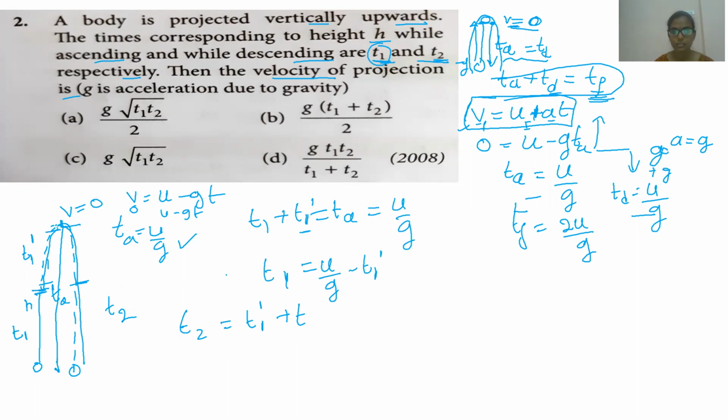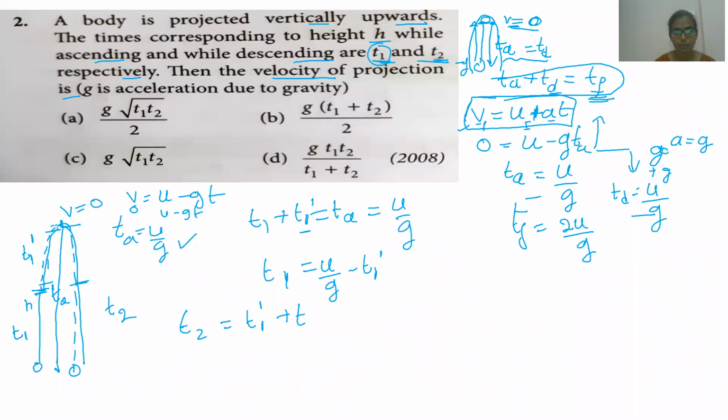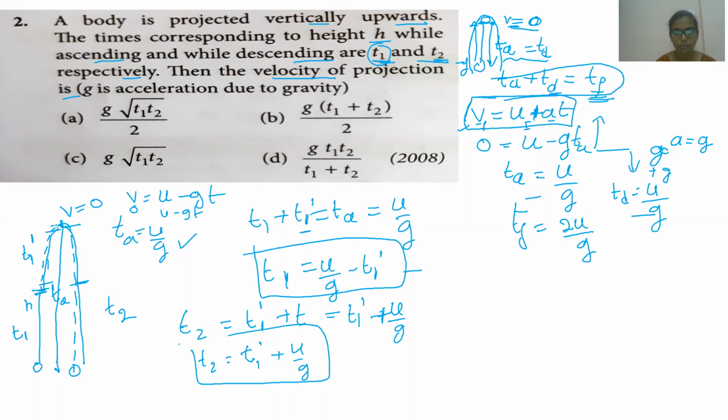So here you just substitute now. Okay children, you know the total time of flight is 2u by g, no? That you can write to solve this problem now. See, t1 prime plus t. So in place of t, you can write what, children? T1 prime plus u by g, since you know t already is u by g. So now t2 equals t1 prime plus u by g, and here t1 you know the relation, and t2 also you know the relation in terms of t1 prime.